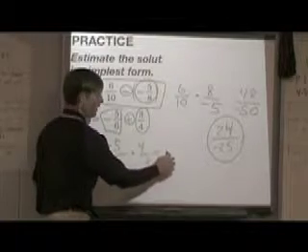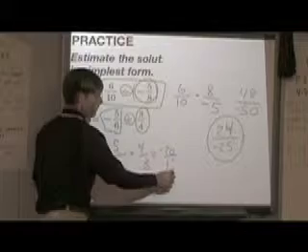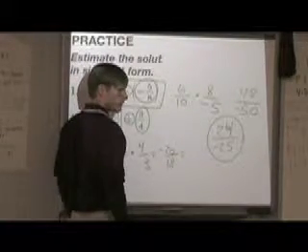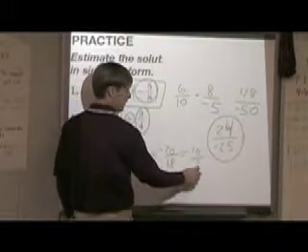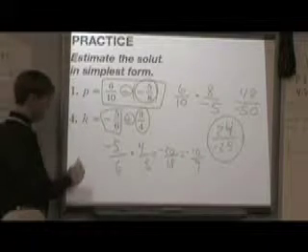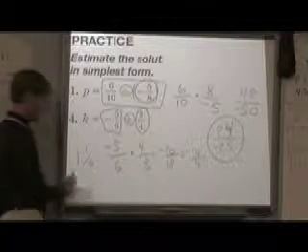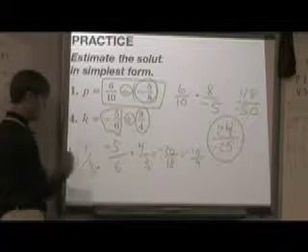Negative 20. I have 6 times 3, which is? 18. This reduces to what? Negative 10 over 9. Now, how many times does 9 go into 10? 1, with a remainder of what? 1 over 9. Now, is it positive or negative? Negative. So here's your answer right here.